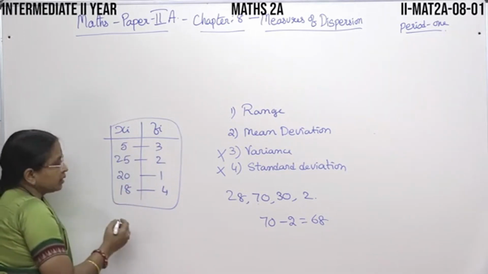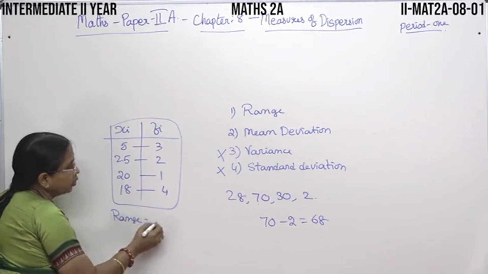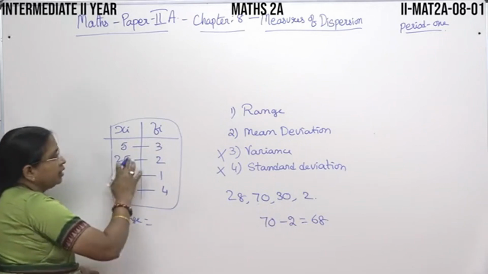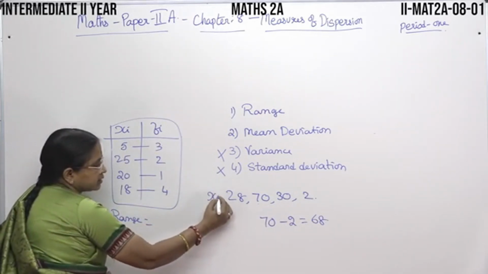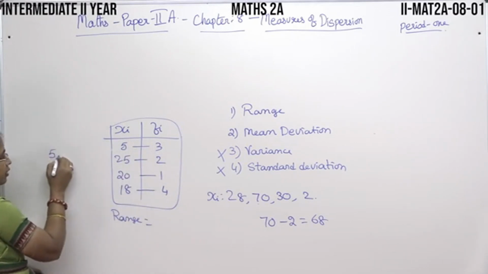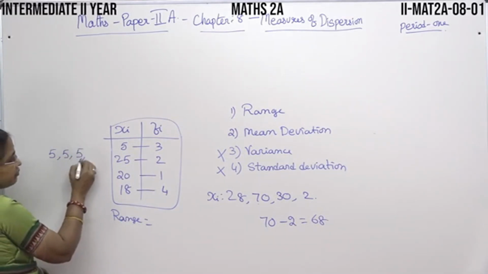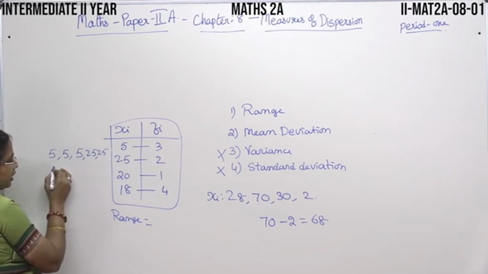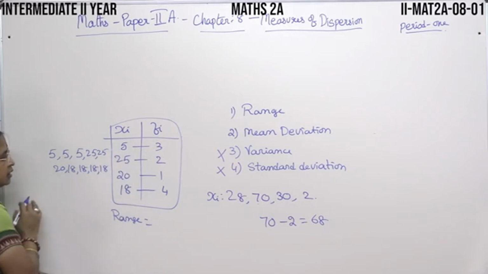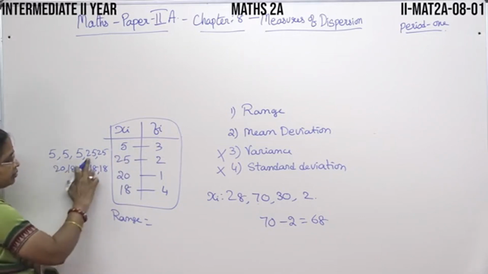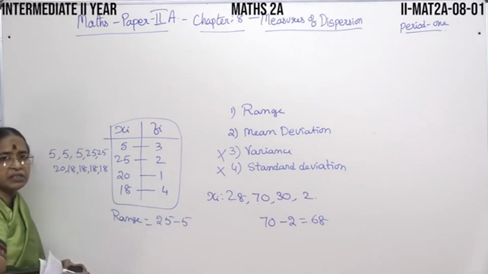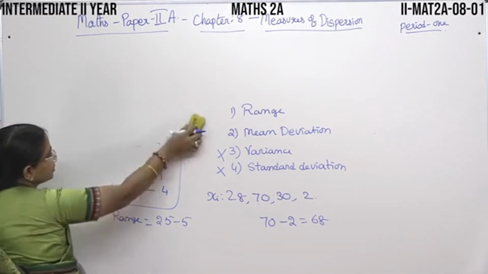Then in this case, the range is equal to the maximum of the Xis minus the minimum. These are all Xis: X1, X2, X3, X4, like that. Raw data are denoted by Xis. So this data, written in raw data form, is 5, 5, 5, 25, 25, 20, and 18 four times. Now what is the minimum value? 5. Maximum value is 25. So the range is 25 minus 5. Like this we find the range for grouped data in the form of Xi and Fi.